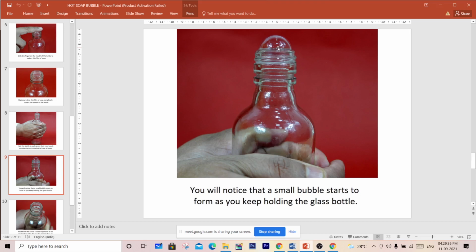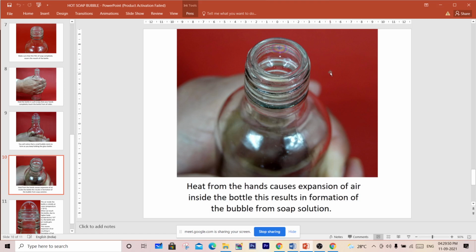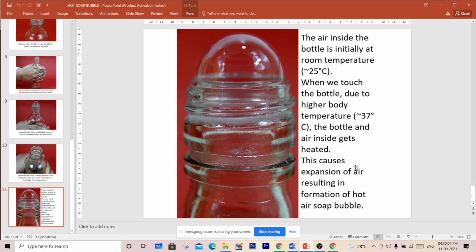It would be good if you do it yourself. You don't need many things, just a bottle and soap water. And then what has actually happened? Heat from the hand causes expansion of the air inside the bottle, and this results in the formation of a bubble from the soap solution. Now go through it. The air inside the bottle is initially at 25 degrees Celsius. When the hand touches the bottle, due to the high temperature, the air inside gets heated, and that causes the expansion of the air and the soap film to form a bubble. Am I clear?